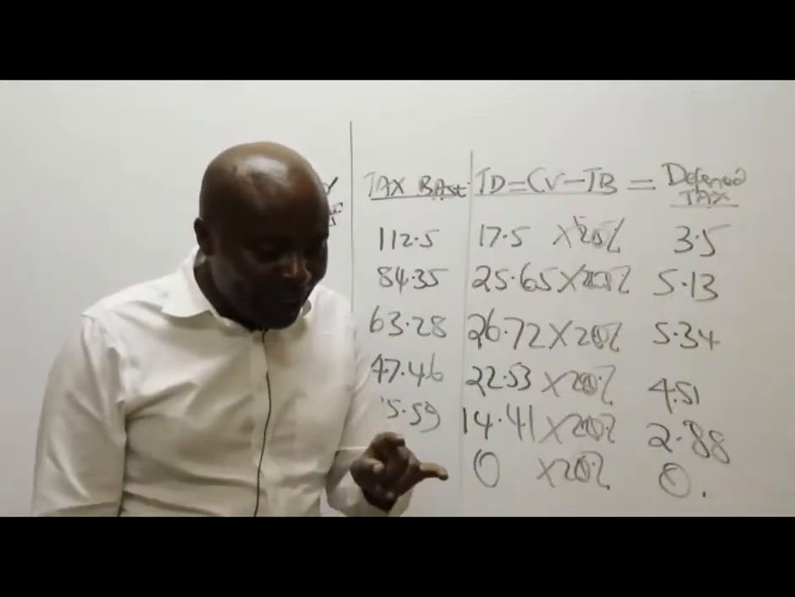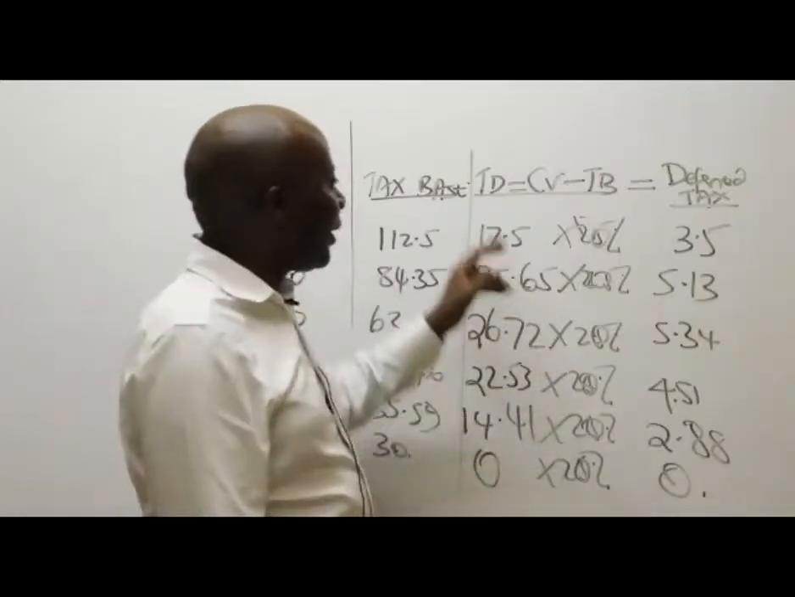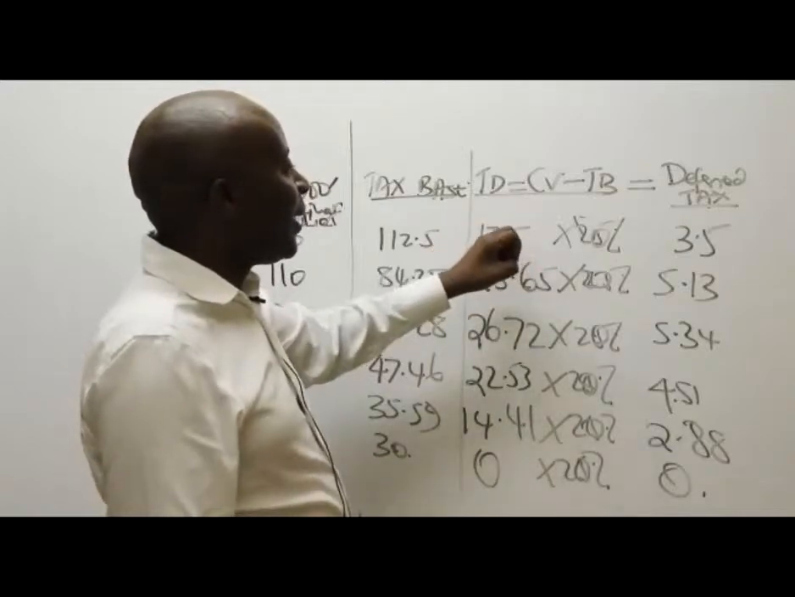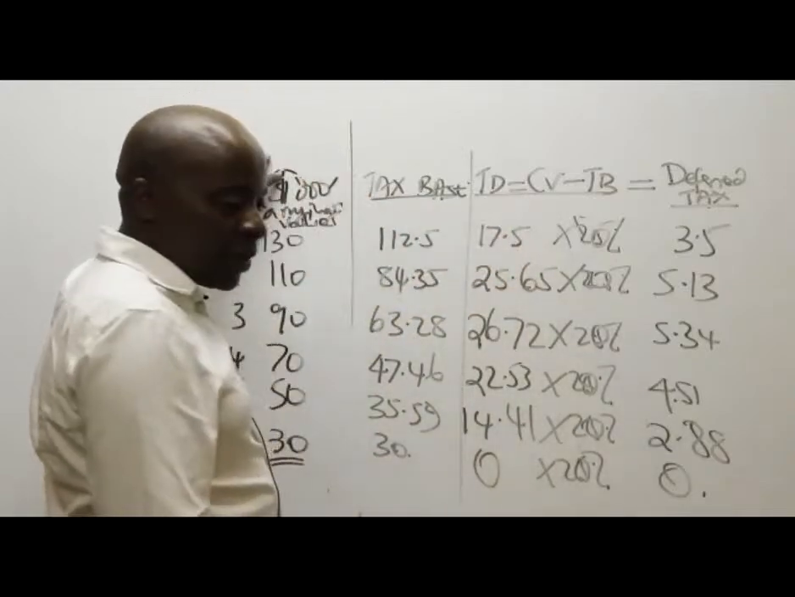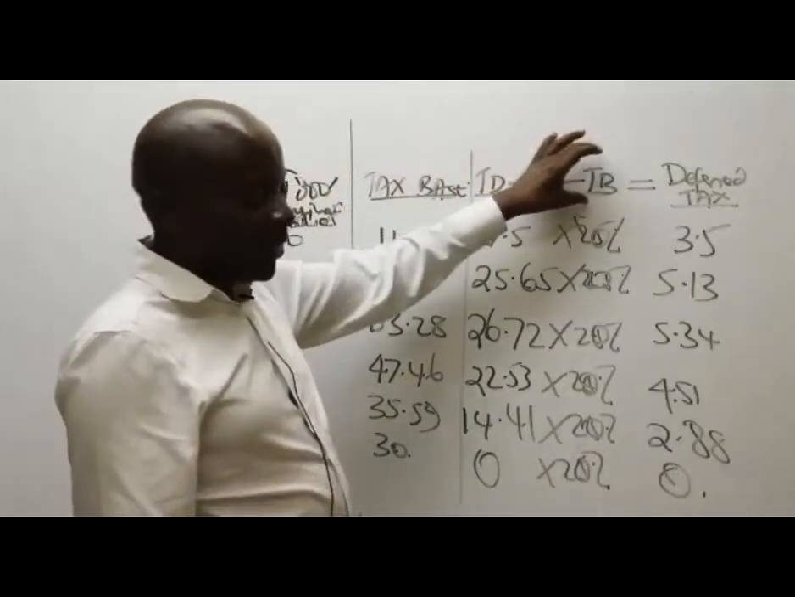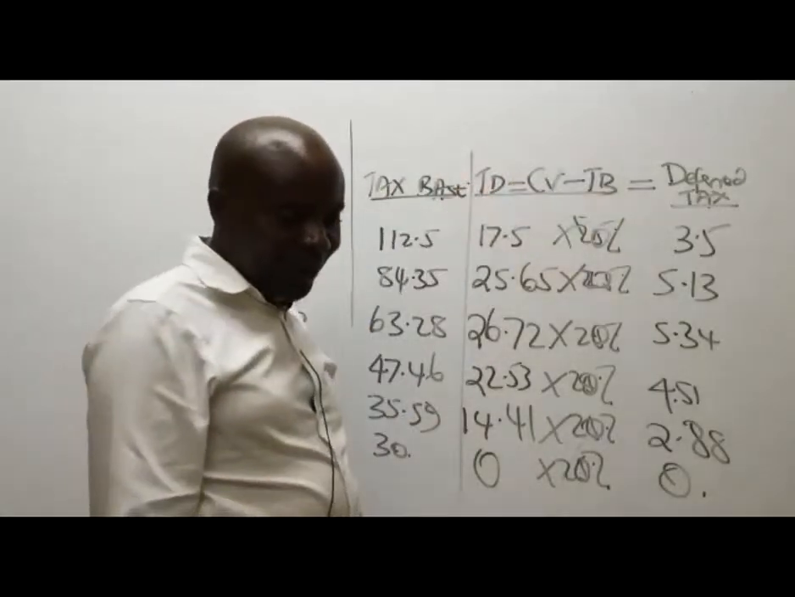How we get a temporary difference. To get a temporary difference, we take, in this case here, the carrying value, or carrying amount, minus the tax base. Minus tax base.